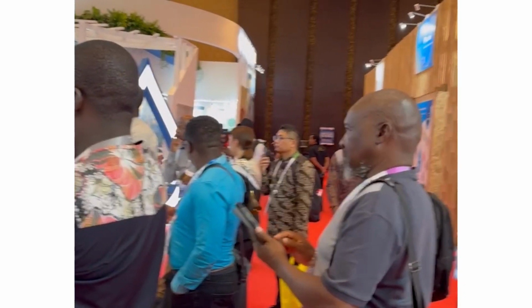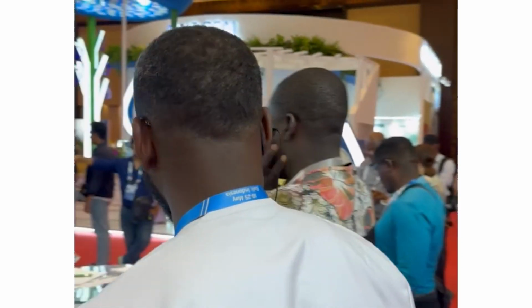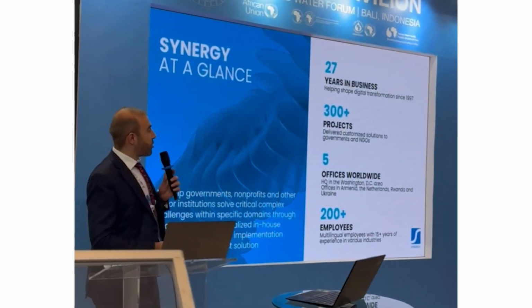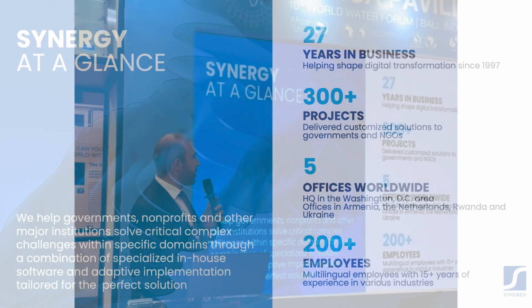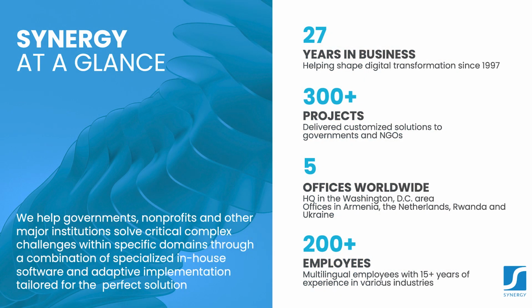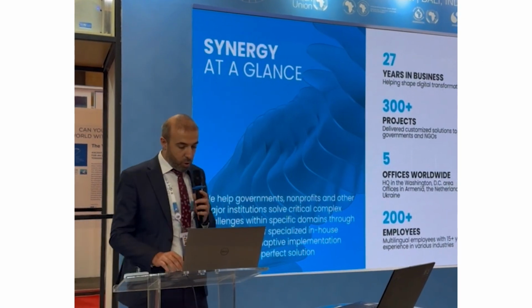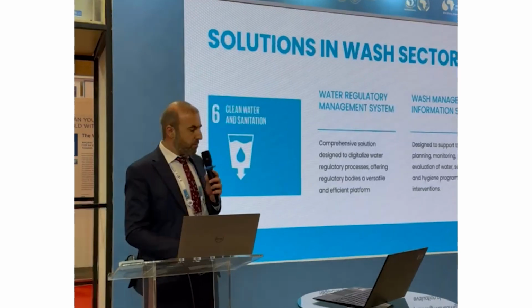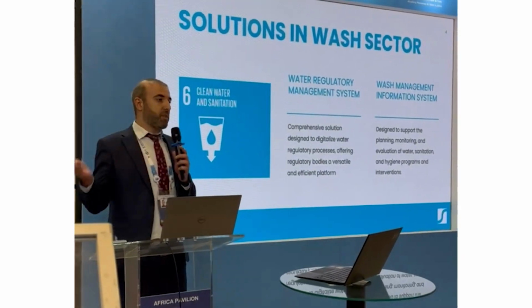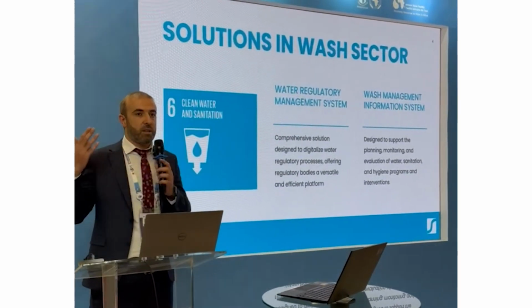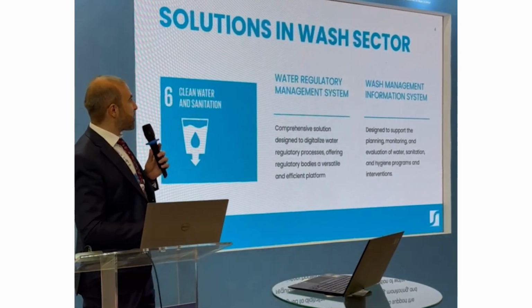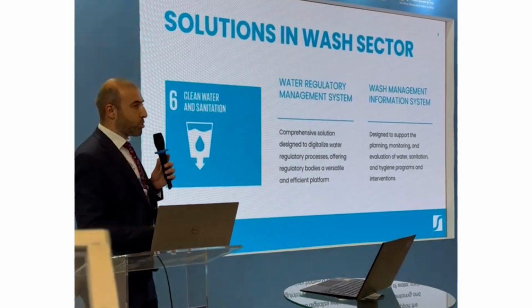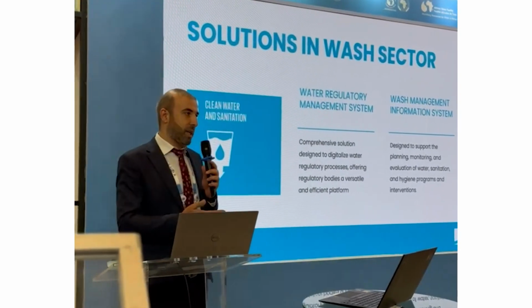So a few words about our company. We were established in 1997. Within these 27 years, we have successfully delivered more than 300 projects to governments and NGOs. We are now running 5 offices worldwide and have more than 200 employees. Our solutions are in different sectors like justice, monitoring, evaluation, and so on. But in this presentation, we will focus only on 2 of the solutions, which are in the WASH sector.